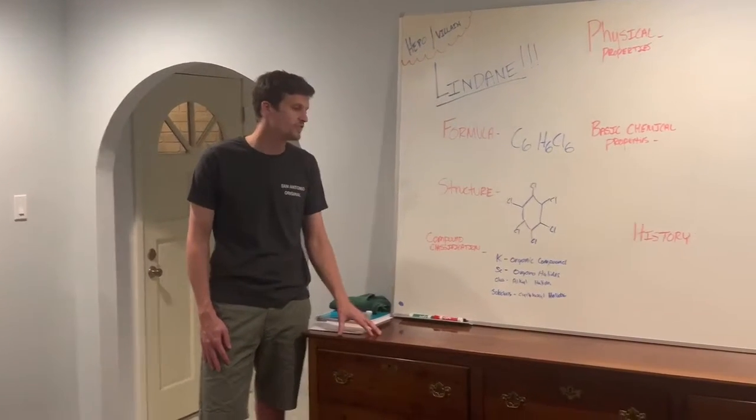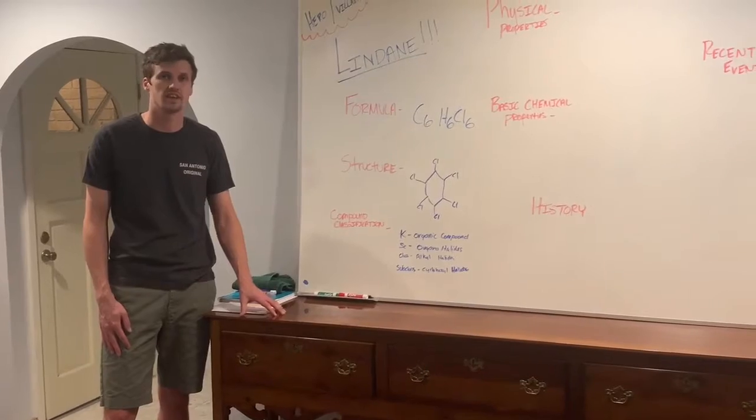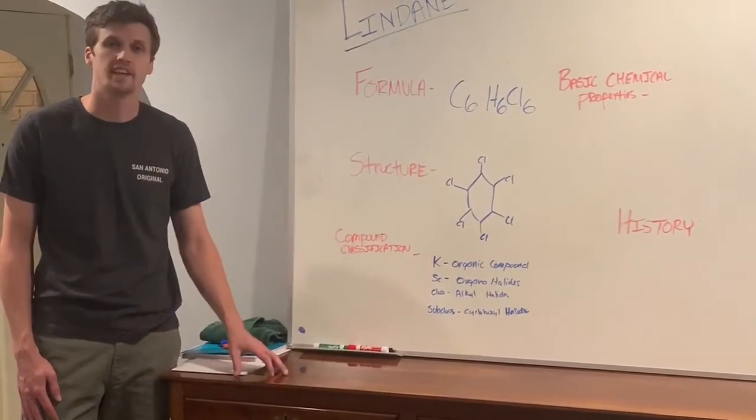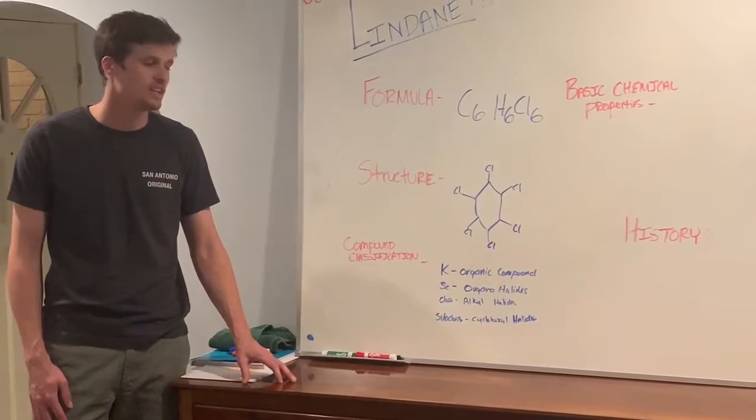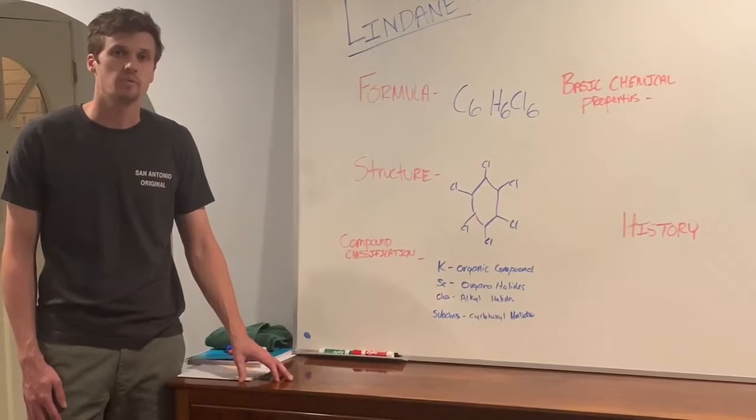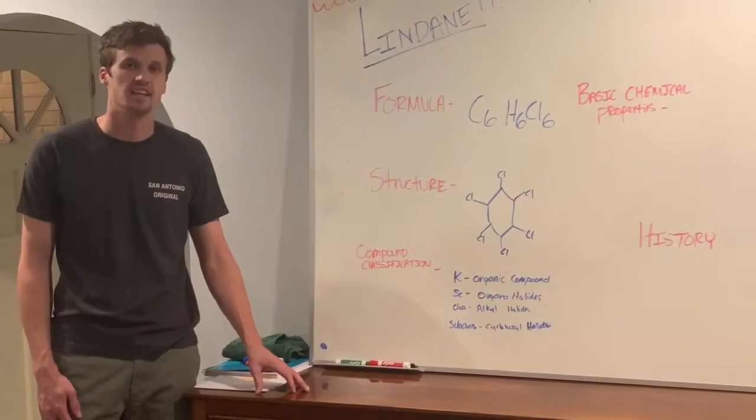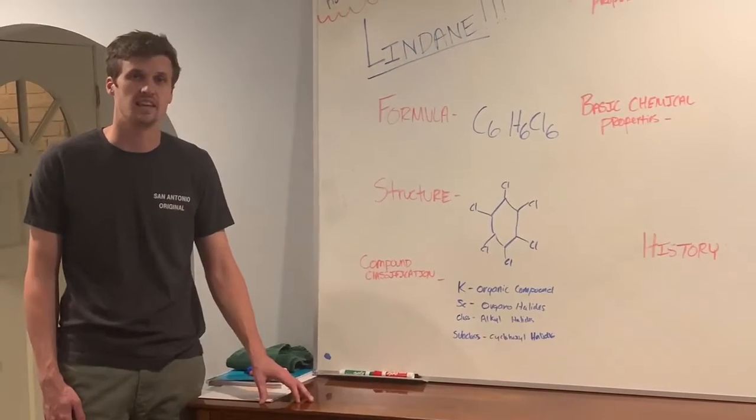Then, the compound classification will break down such as the kingdom, organic compound, the superclass is an organohalide, the class is an alkyl halide, and the subclass is a cyclohexyl halide, which ultimately makes it a hexachlorocyclohexane.